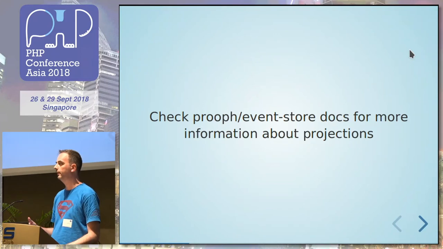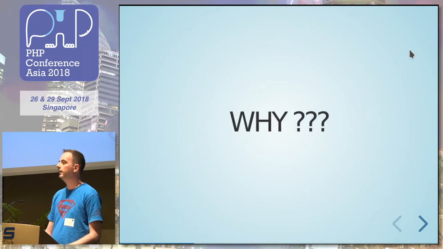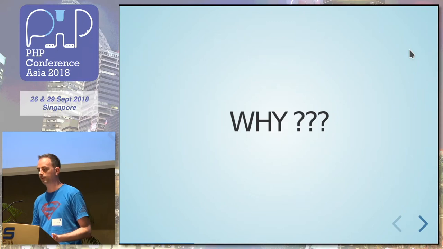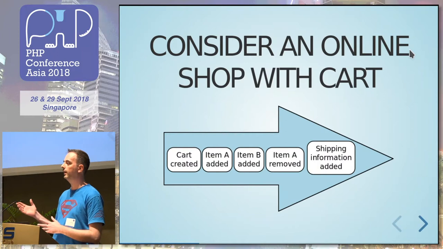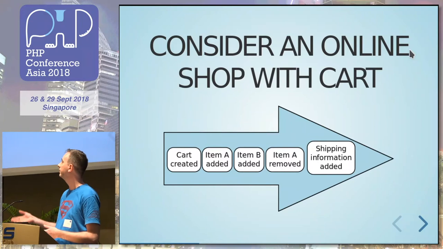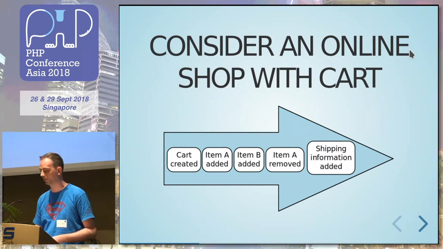So if you're interested in projections, you can check out the documentation for Prooph Event Store and you will find lots more information about it. So why would you want to do this? This is a pretty standard question. Imagine you have an online shop with a cart and you probably have events something like this: cart created, item added, another item added, an item was removed, and then shipping information was added.